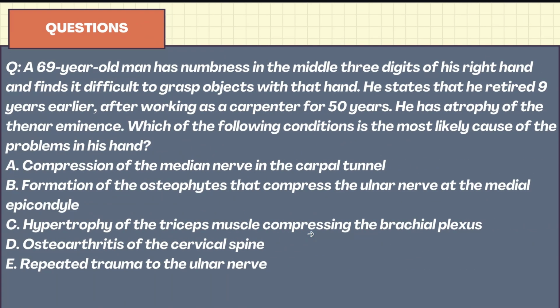A 69-year-old man has numbness in the middle 3 digits of the right hand and finds it difficult to grasp objects with that hand. He states that he retired 9 years earlier after working as a carpenter for 50 years. He has atrophy of the thenar eminence. Which of the following conditions is most likely the cause of the problems in his hand? So, thenar muscles should be really easy. It's going to be A, compression of the median nerve in the carpal tunnel.